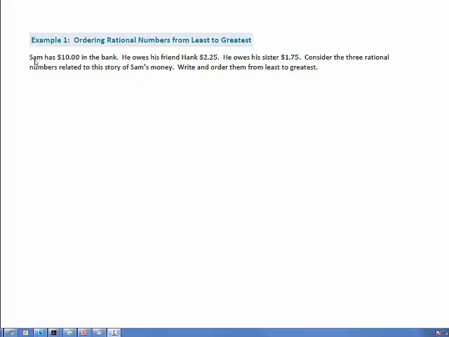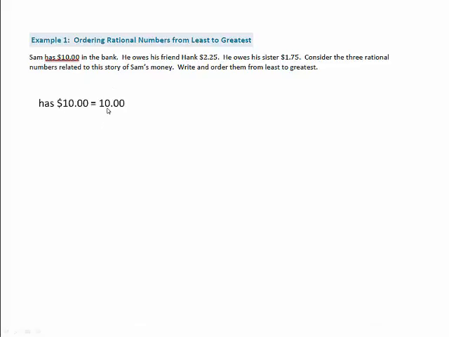So the first number we deal with is Sam has $10 in his bank. That means that it's a positive 10. If he owes his friend Hank $2.25, that's a negative $2.25, or 2 and 25 hundredths, negative. If he owes his sister $1.75, that gives us a negative 1 and 75 hundredths, or negative 1.75. Anytime you have money, it's positive. Anytime you owe money, it's negative. So we've got our three rational numbers.